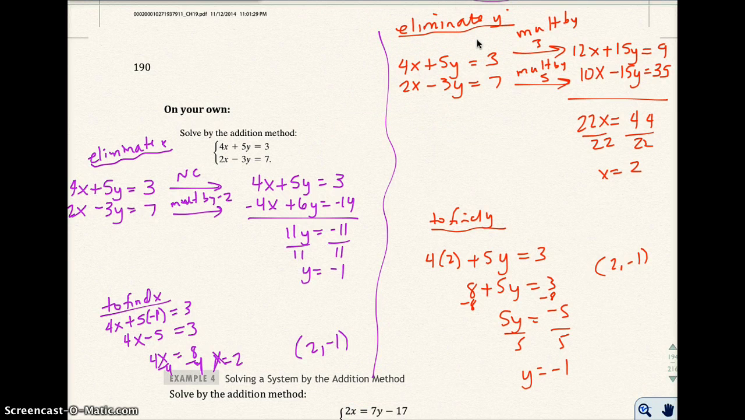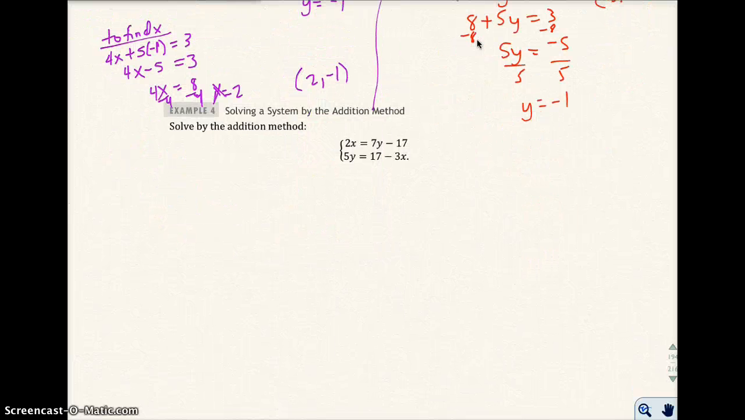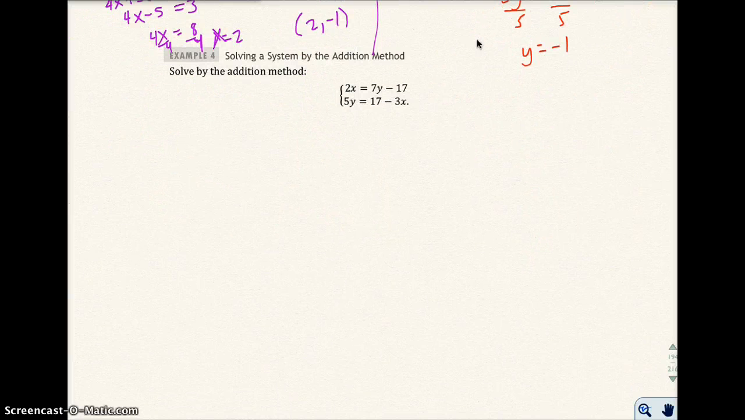If you have any questions on that, let me know. But there's about 6 different ways to do this problem, and I just did 2, probably more common ways of doing it. Okay. Then before, we're going to solve our system by addition method.